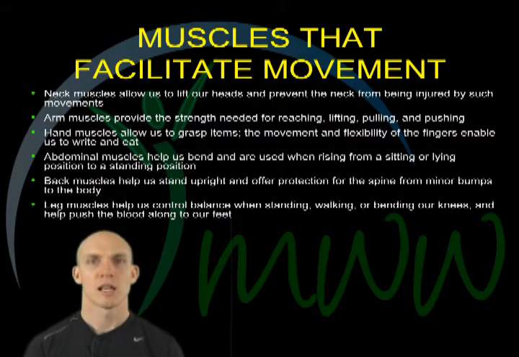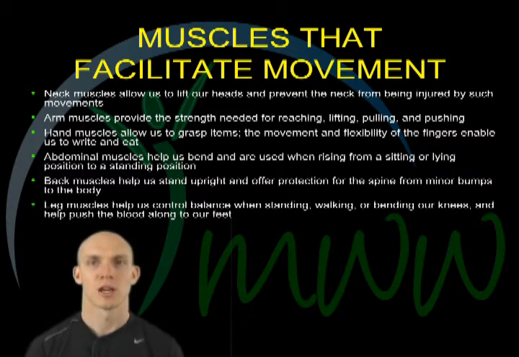Muscles that facilitate specific movements. The neck muscles allow us to lift our heads while preventing the neck from being injured by such movements. The arm muscles give us the strength we need to reach, lift, pull, and push. Our hand muscles allow us to grasp things. The motility and flexibility of the fingers enable us to use writing instruments and eating utensils.